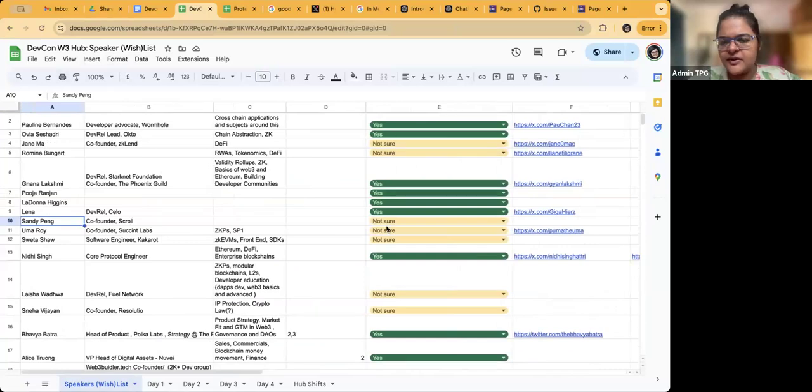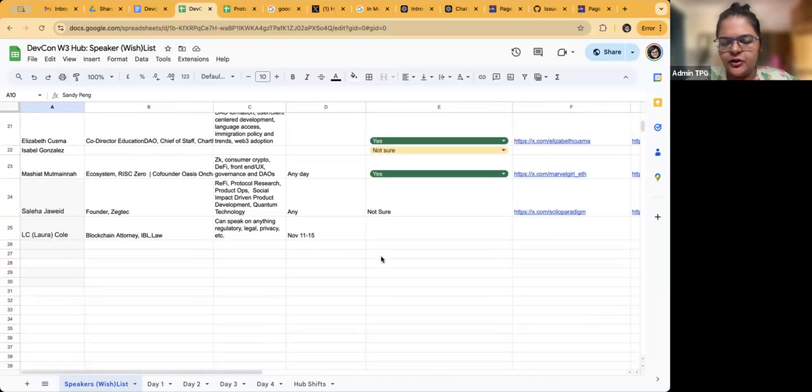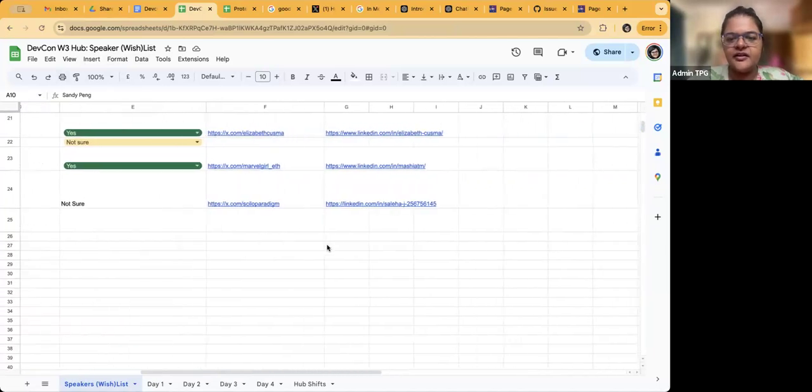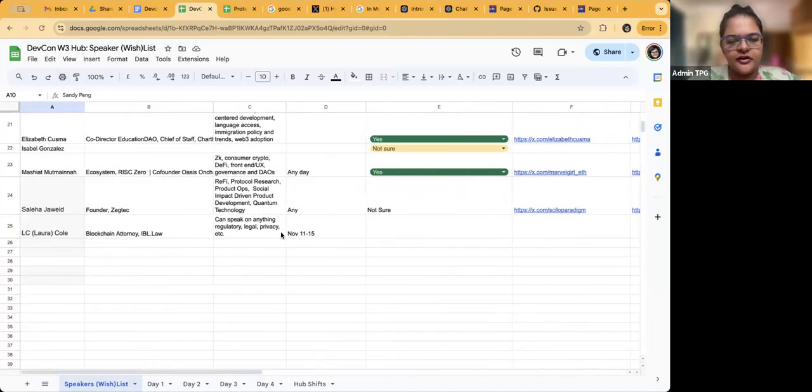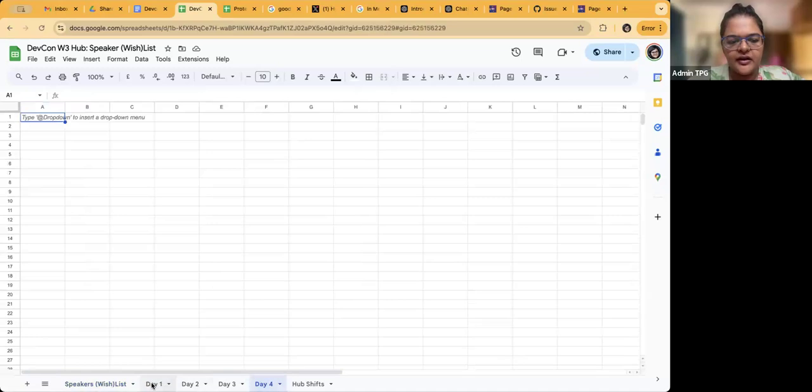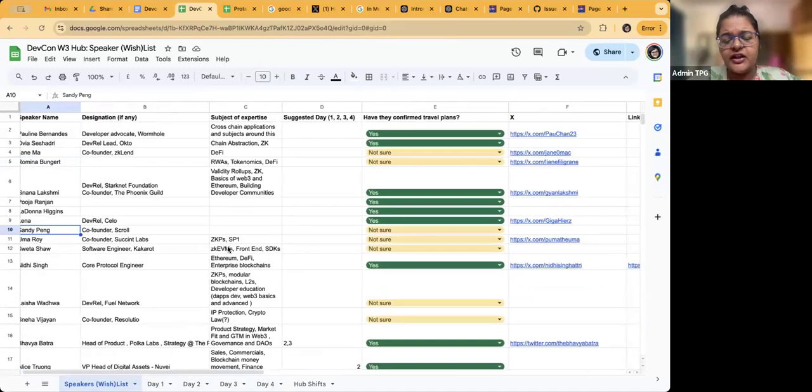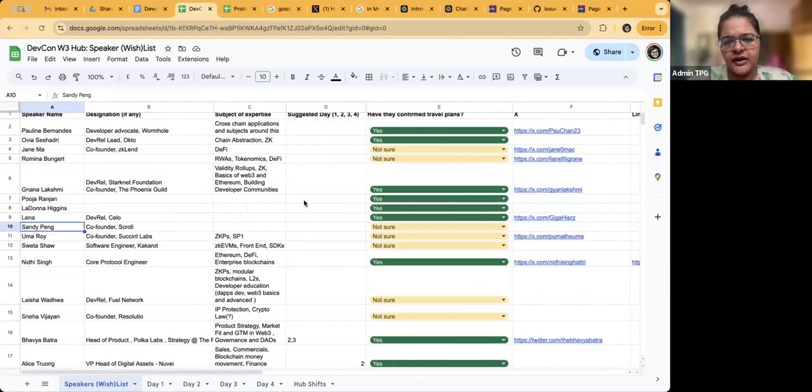Like you can see, some of them are even not sure if they will be able to make it to DevCon. So this is not going to be a final list, but just a list that we have, which we will keep populating over a period of time. The final schedule will go into these, where it would be ideal to have their image or PFP, if they are comfortable sharing it, for social media.